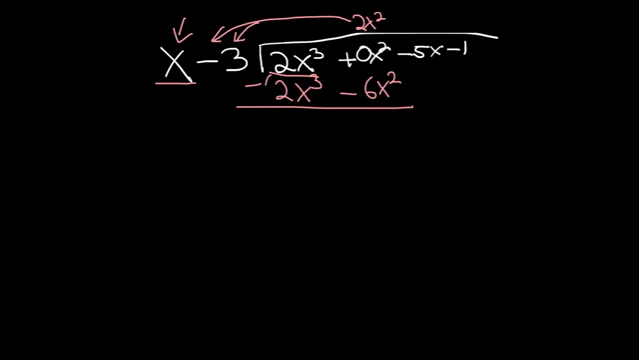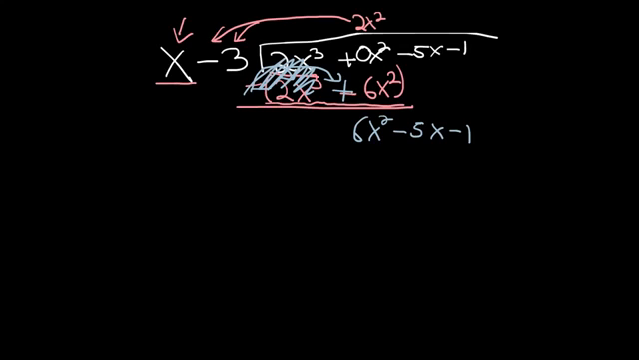Okay? And remember, we're subtracting this whole thing right here. So the negative gets distributed out like that, making this positive and this negative, which causes these to cancel out, and we're left with a 6x squared minus 5x minus 1.